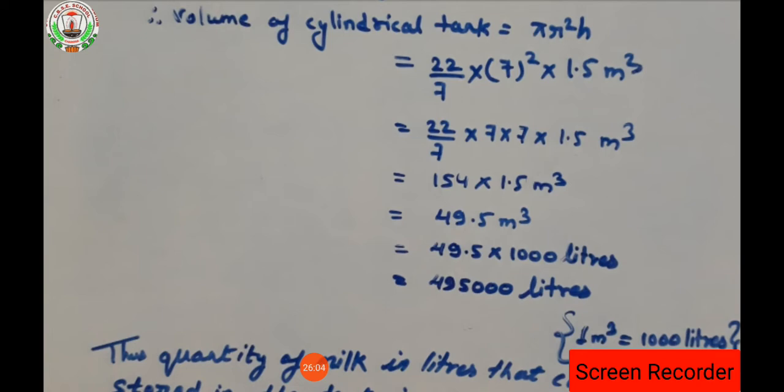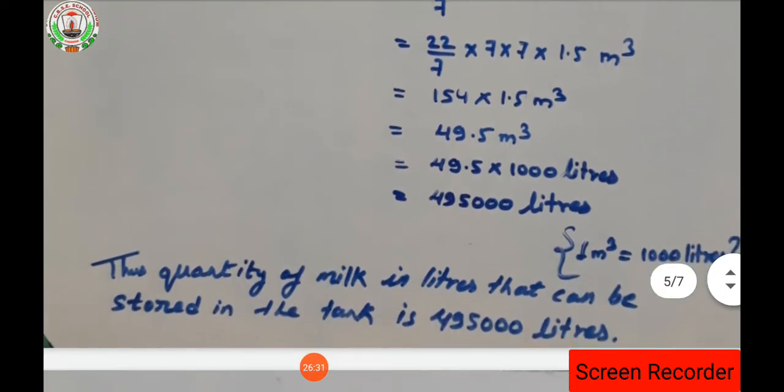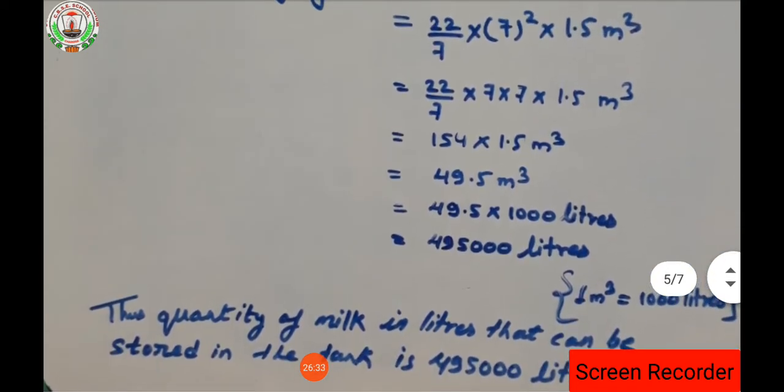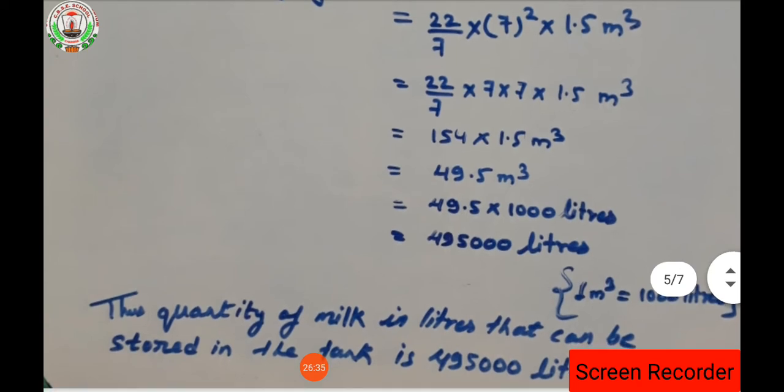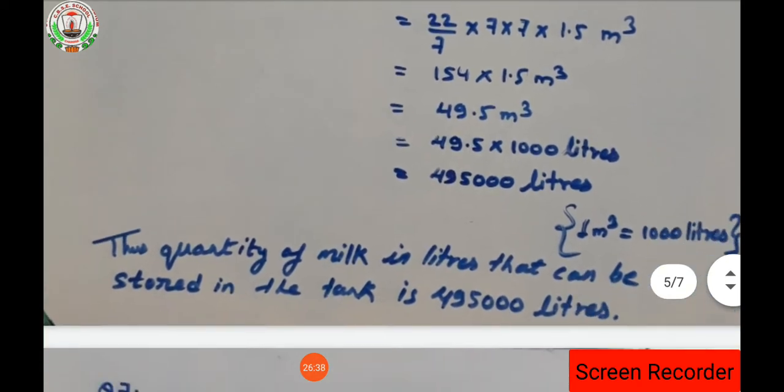That's why in the question it is particularly specified that we have to find the answer in the form of liters. That's why 49.5 meter cube is to be changed into liters by multiplying it by 1000. The answer will be how much? 49.5 ... 49500 liters is the required answer. Clear? Thus, the quantity of milk in liters that can be stored in the tank is this much.